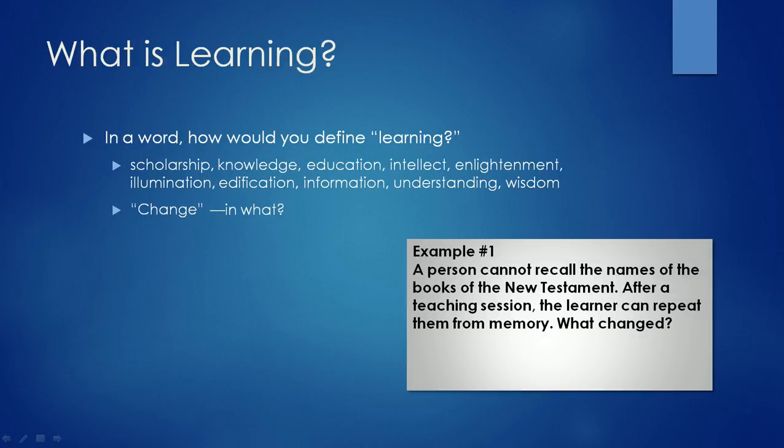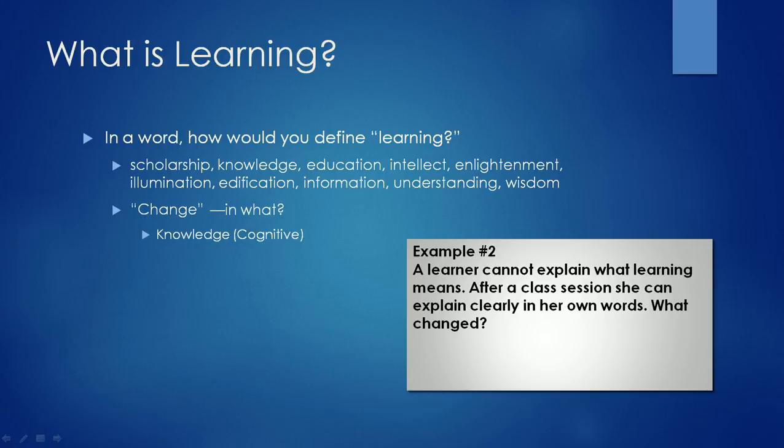The first example here is, say a person cannot recall the names of the books of the New Testament, and after a teaching session, the learner can then repeat them from memory. So in this case, what changed? Well, obviously, they could not repeat the names, and now they can. So what changed was their ability to recall the specific facts, right? They had a change in knowledge. It was a cognitive change in their thinking, and they had information they could now recall that they couldn't recall before. Okay, so that change in knowledge.